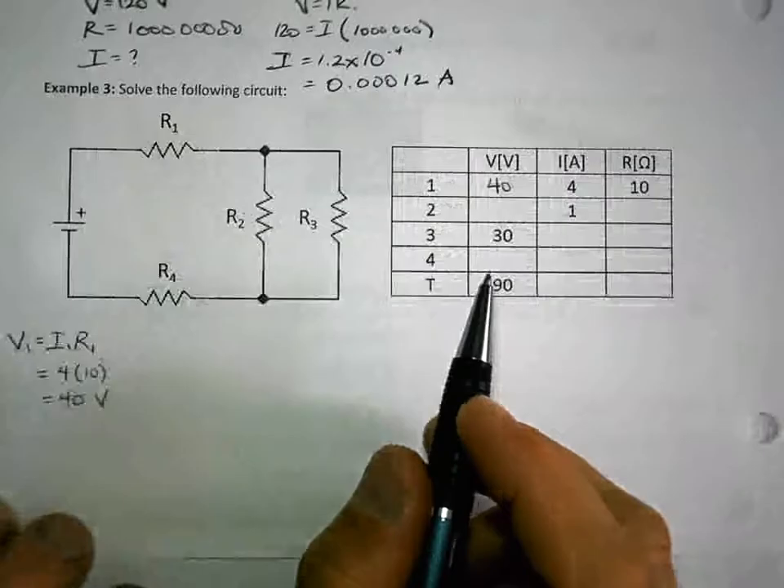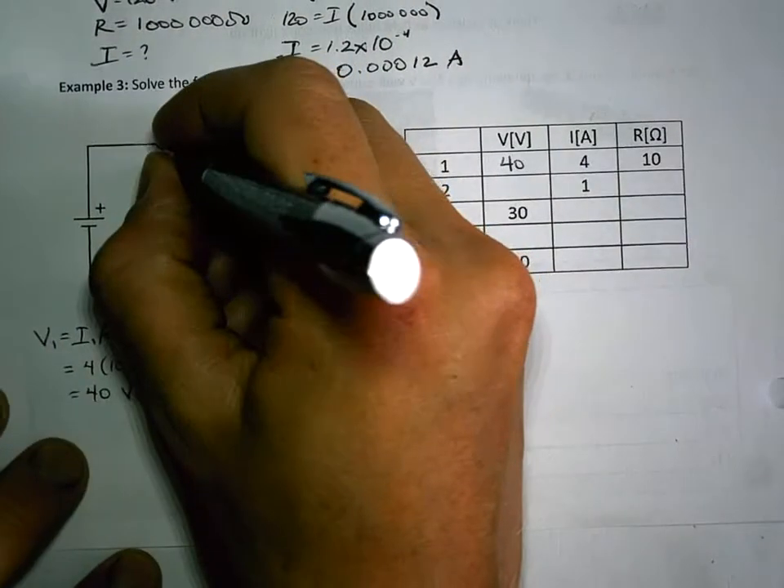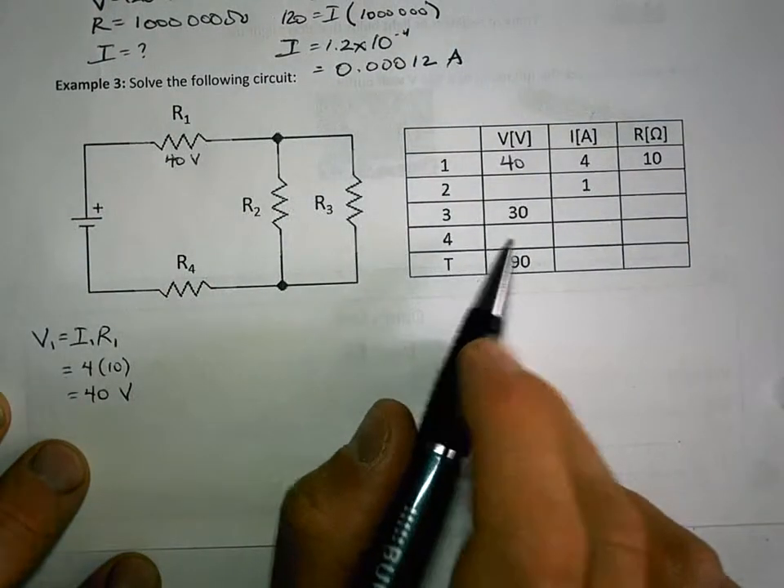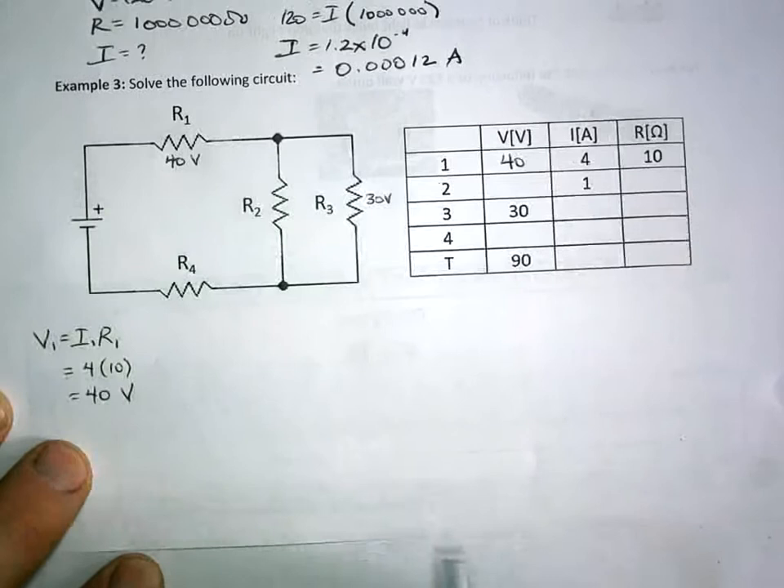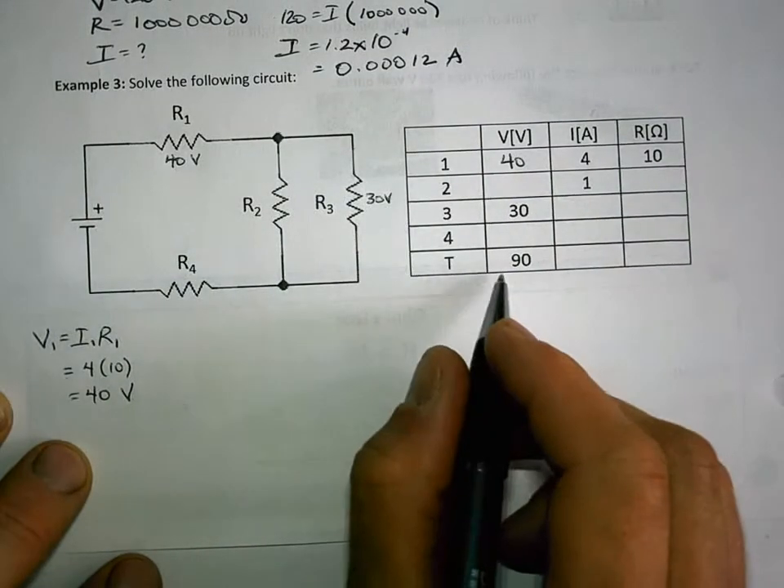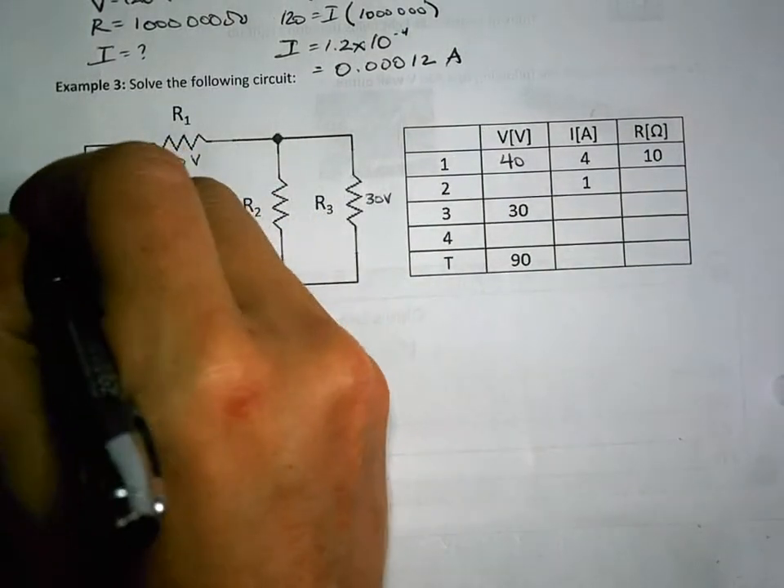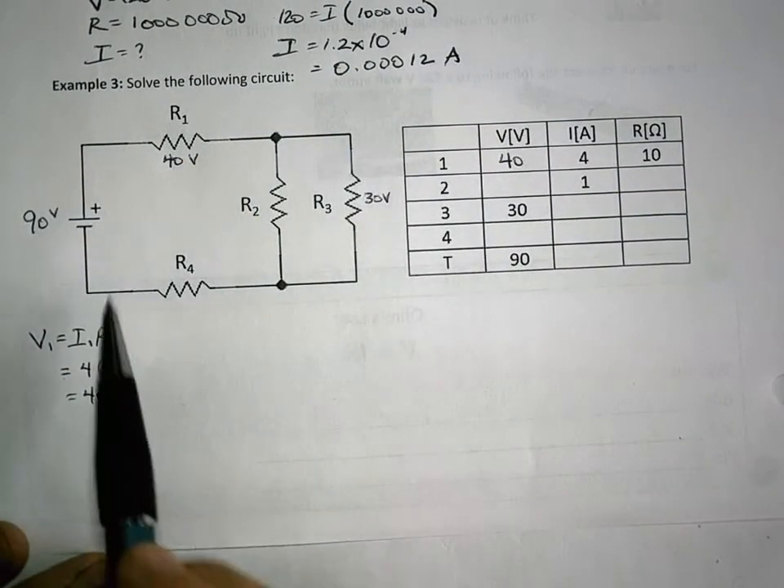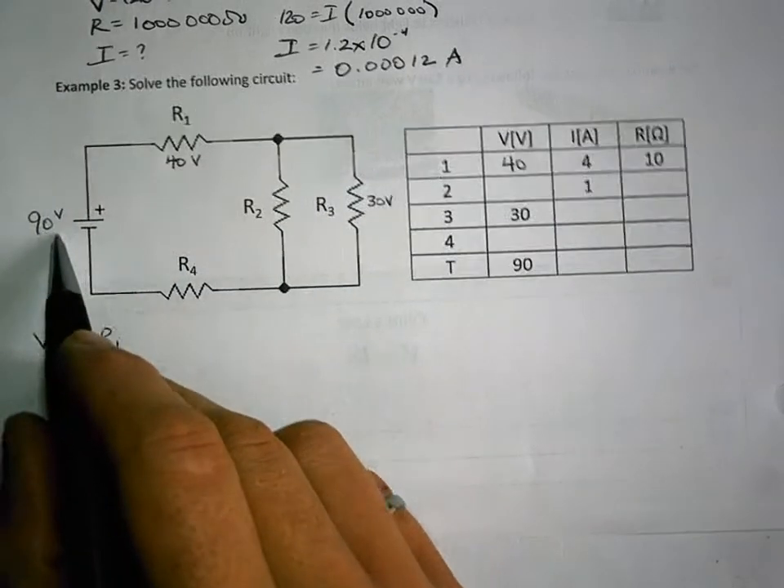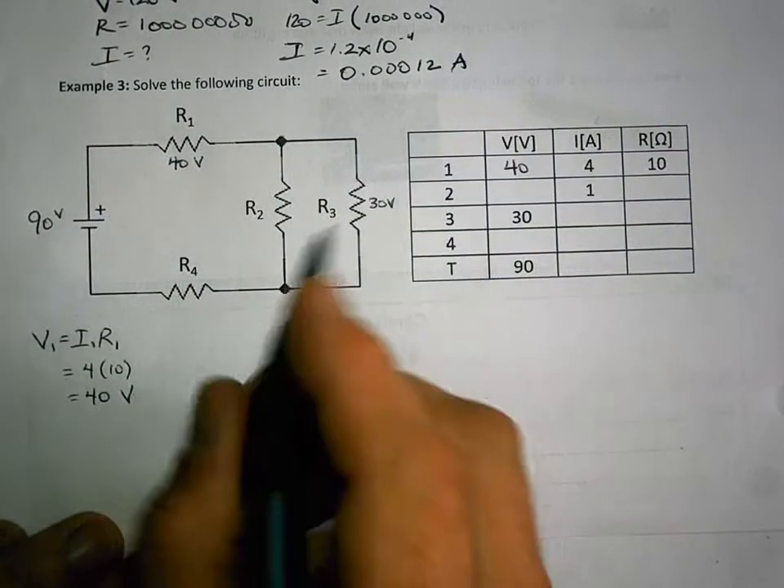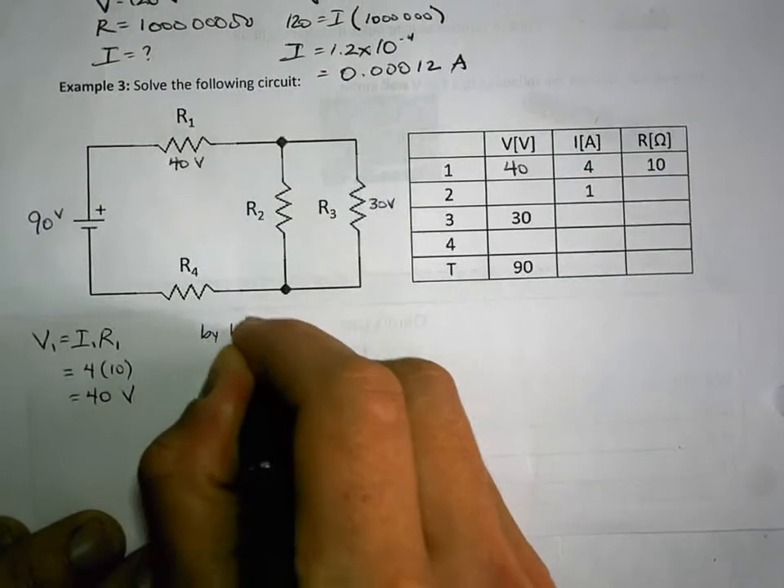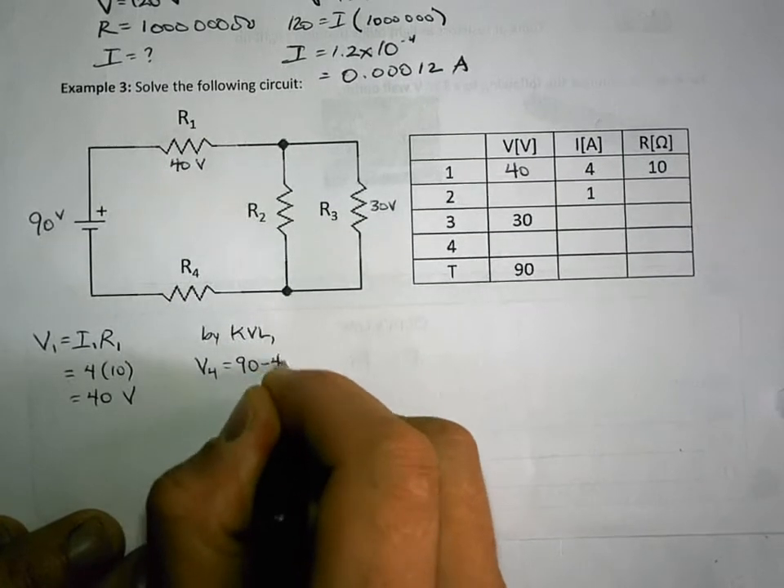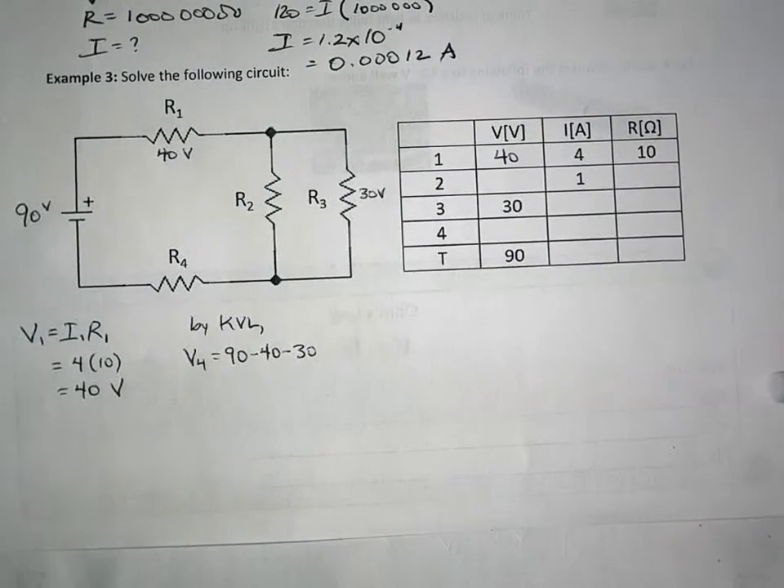So I already know this is 40. Maybe it helps to draw this in. Where's V1? Here we go. 40 volts. We know V3 is 30 volts. And we know my total, or what goes across what I started with, was 90 volts. So now you can see that I could use KVL to solve this unknown voltage here. V4 is equal to 90 minus 40 minus 30.